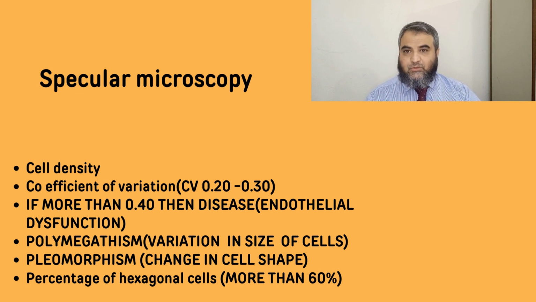The second parameter which is very important is the percentage of the hexagonal cells. We know that the endothelial cells are hexagonal cells. Because of their hexagonal pattern, their surface area is increased. So they should be more than 60%. If these hexagonal cells in the specular microscopy are less than 60% and coefficient of variation is more than 30%, going towards 35, the decision making should be very careful.